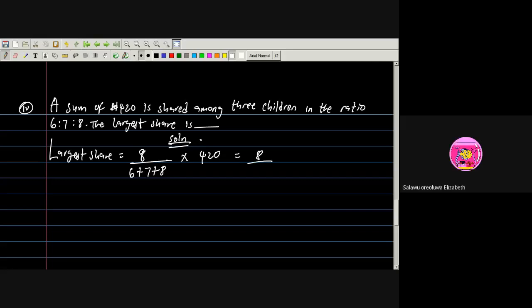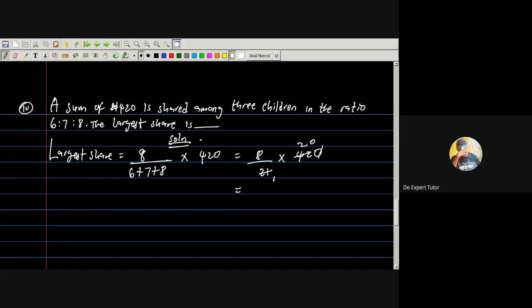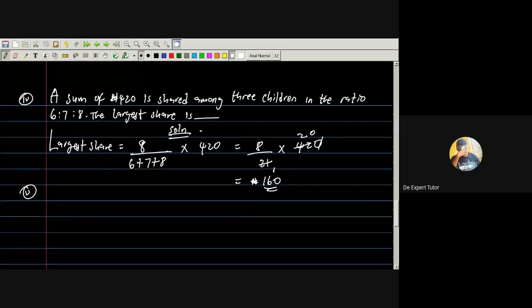And what would this give me? 8 over, what is 6 plus 7 plus 8? That's 21. Then times 420. If you observe, 21 here, 1, 21 in 42 will give me 2. Then you put the 0 here. So what's 8 times 20? That's 160. That's what the largest share will be. As simple as that.